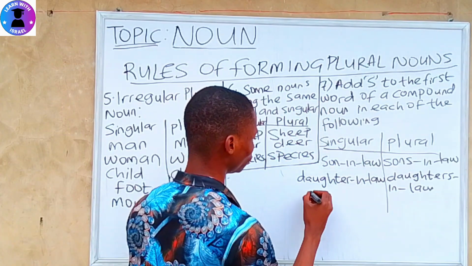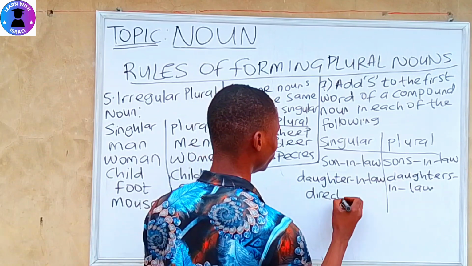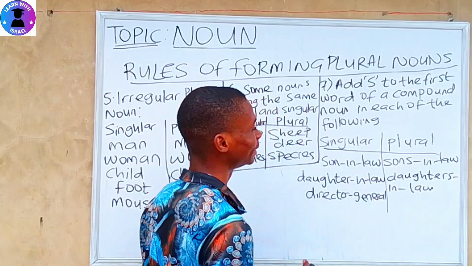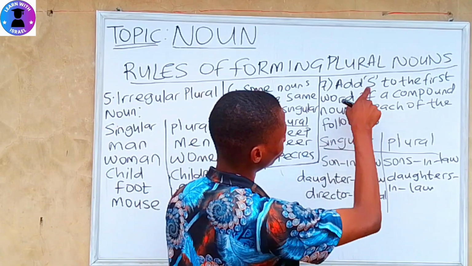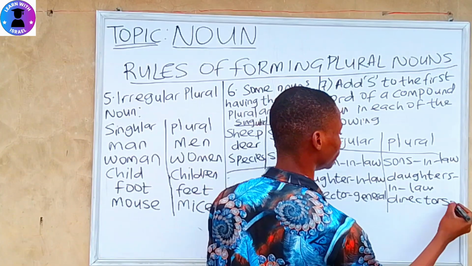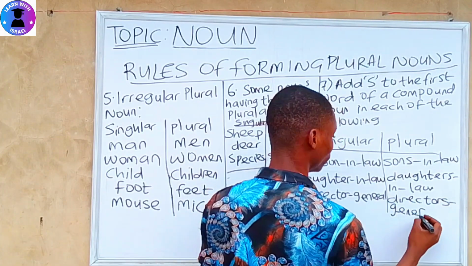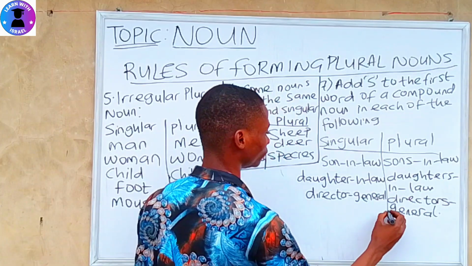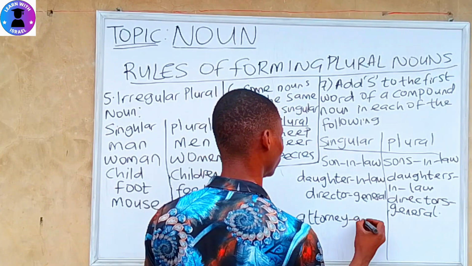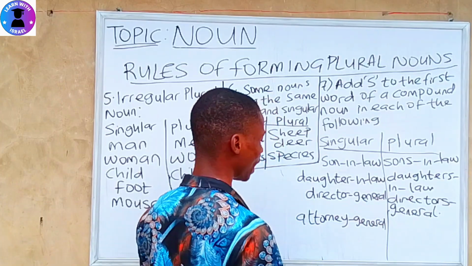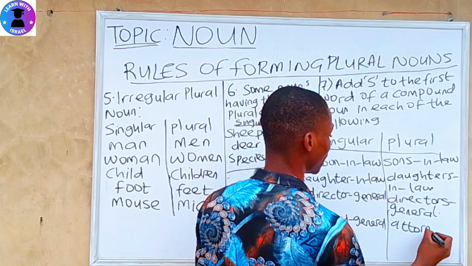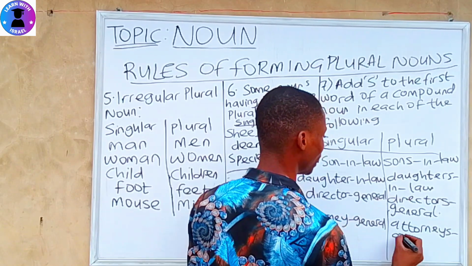In-law. We also have director general. Remember, we have to pluralize the first, which is directors general. Attorney general. And if you want to pluralize, you are pluralizing the first one, which is attorneys general.